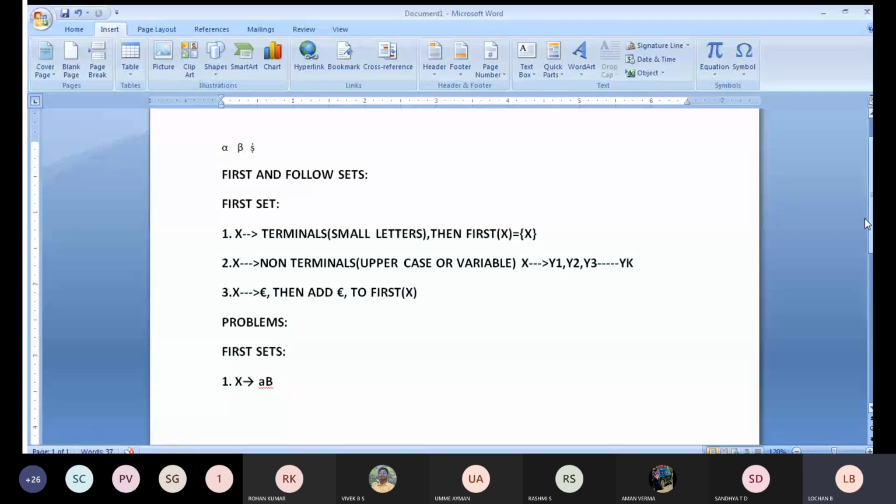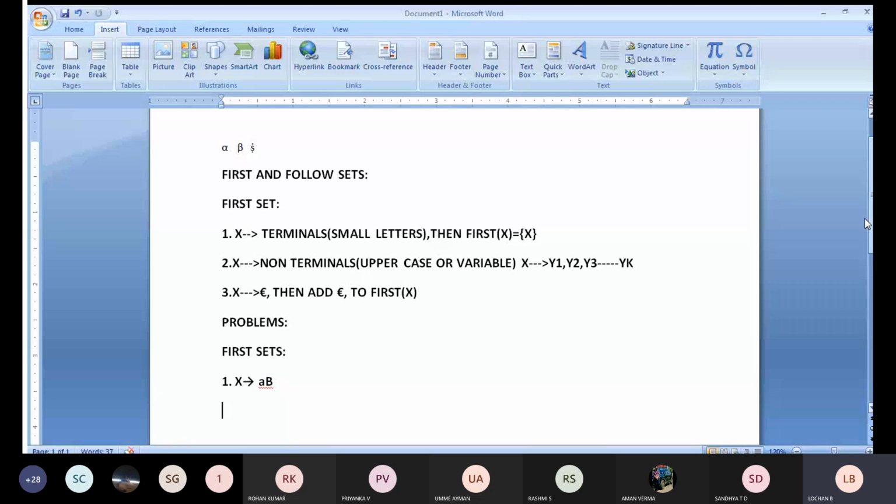Whenever you are going to solve the problem, on the right side of your production you will be getting three possible cases. Which are the three possible cases? You get terminals, you get non-terminals, or you may get epsilon. Whenever the production starts with a terminal, meaning a small case letter, you write the solution as it is with respect to the small case letters only. No changes we are going to make.